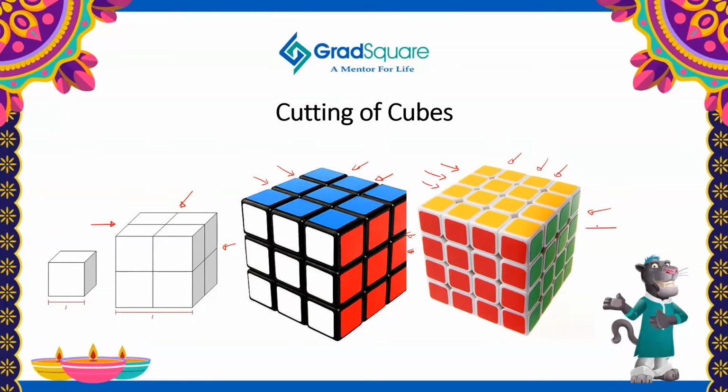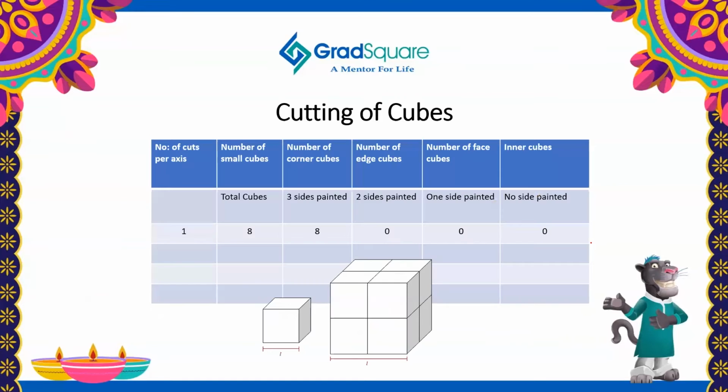So based on this, we will look at how we can look at a formula to generalize cutting of cubes by looking at 1 cut per axis, 2 cut per axis, 3 cut per axis, and then generalizing it to n cuts per axis. So I'm going to make a small table like this. Here you have the number of cuts in the first column. You have the total number of cubes formed, total number of corner cubes, number of edge cubes, number of face cubes, and number of inner cubes. When I'm saying corner cubes, it will have 3 sides painted. Edge cubes will have 2 sides painted. Face cubes will have 1 side painted, and inner cubes, none of the sides will be painted.